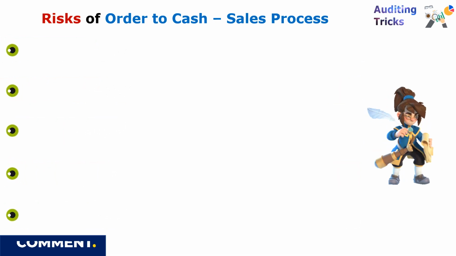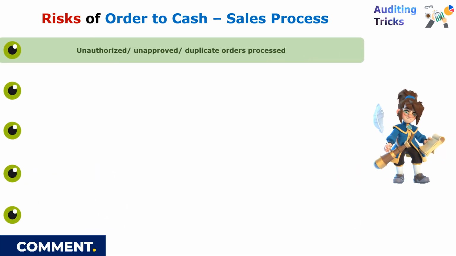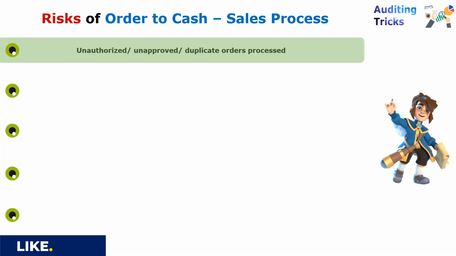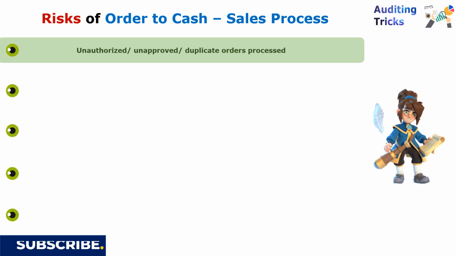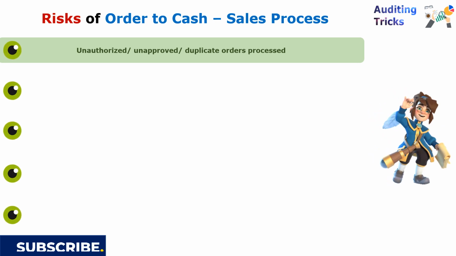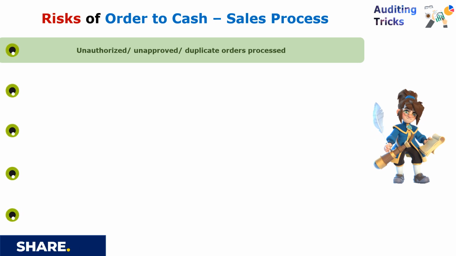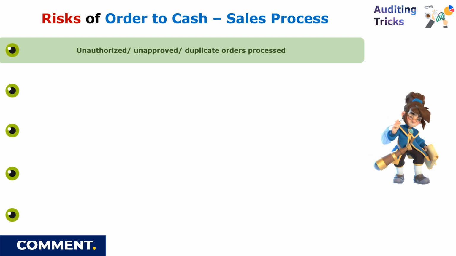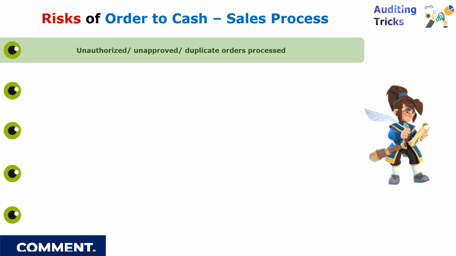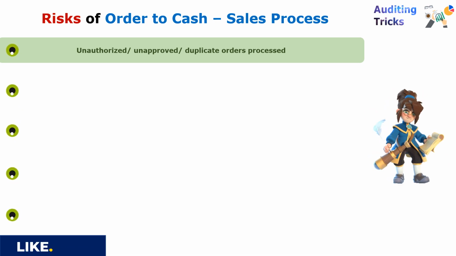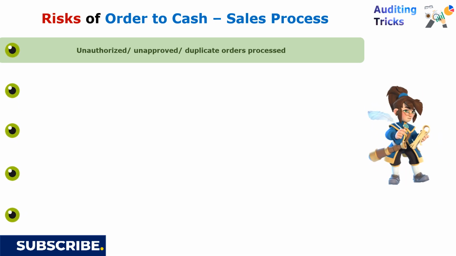The next one is under the category of sale order management. The risk is unauthorized or unapproved duplicate orders were processed. Here we need to ensure that all the orders were confirmed and authorized by customer and the sales team as well. It is not fraud risk but is rated as a medium risk.